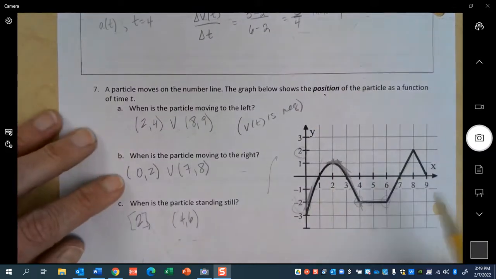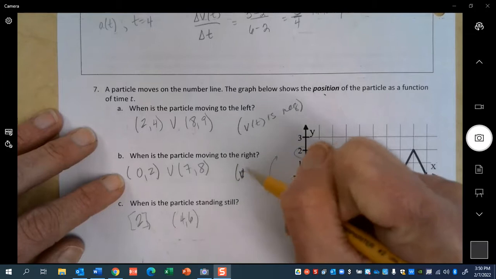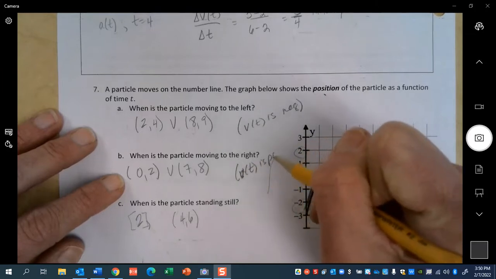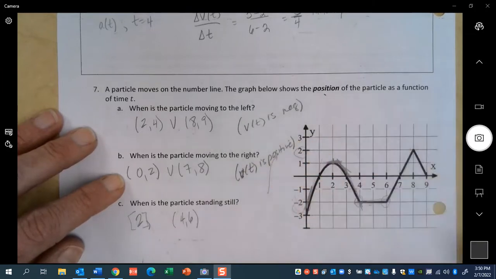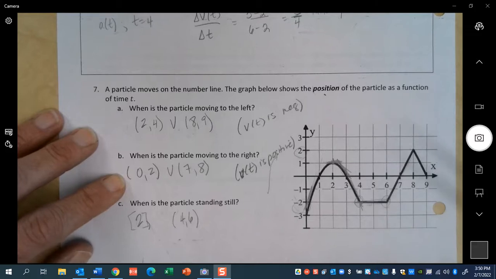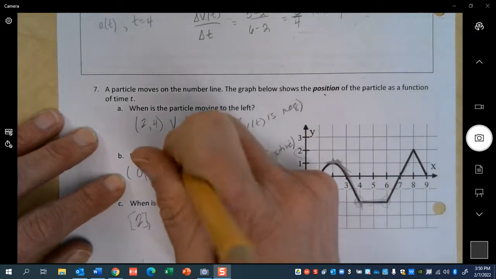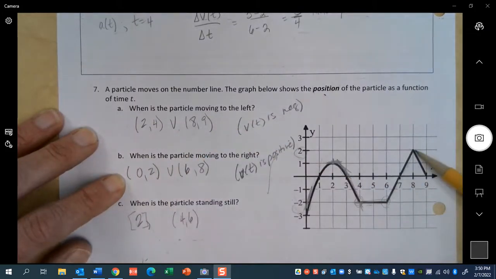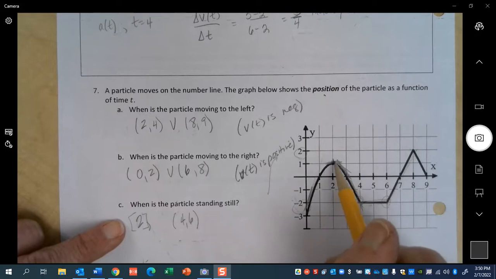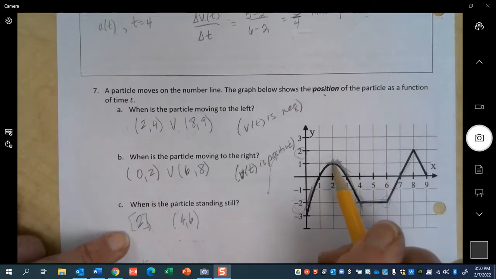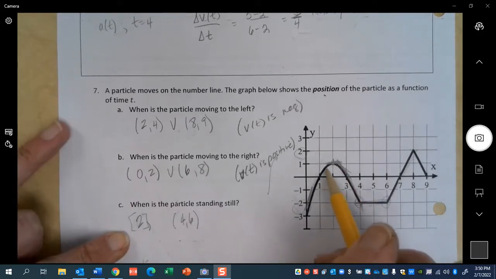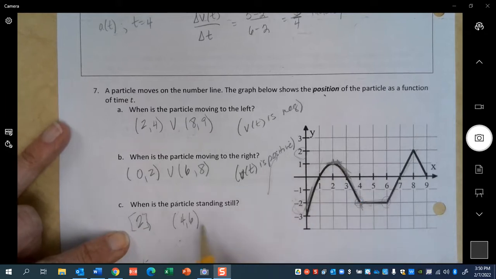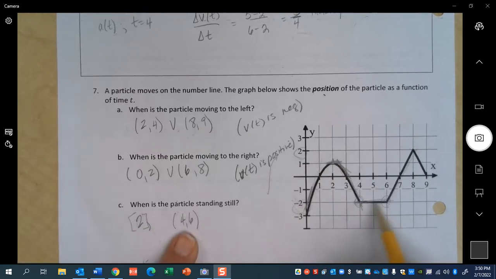It's moving to the right when velocity in terms of time is positive. So that's from 0 to 2, and from, oh, I put 6 here, it would be 7 to 8, when my slope is positive. When is the particle standing still? It's at rest at this exact moment when it switches from a positive to a negative velocity, and it's standing still here where the slope of my tangent line is 0.